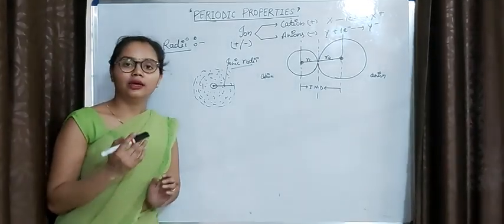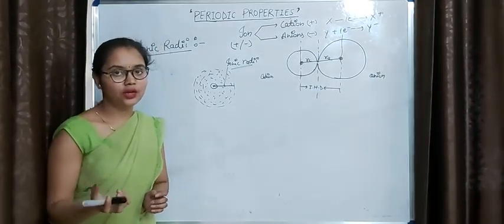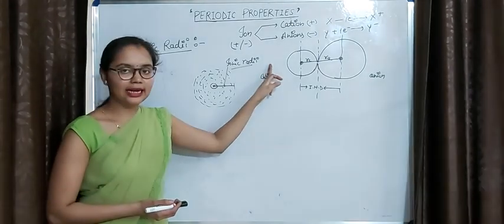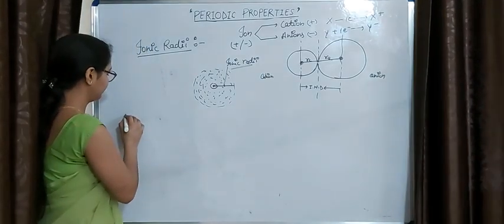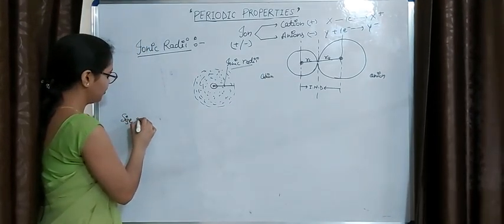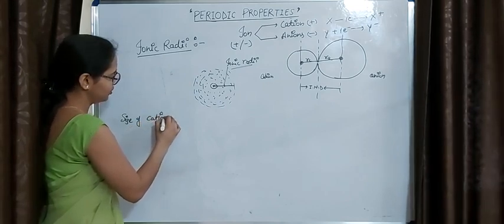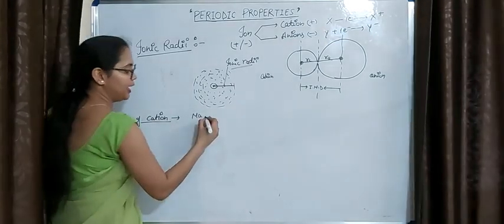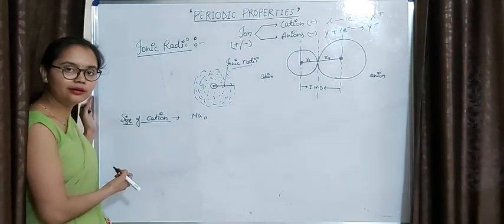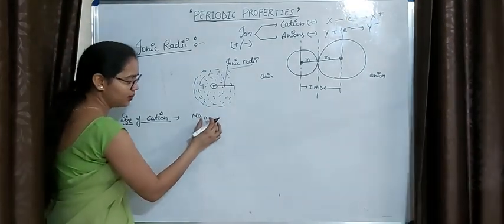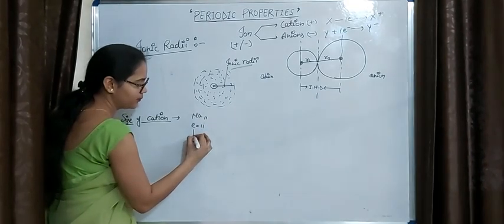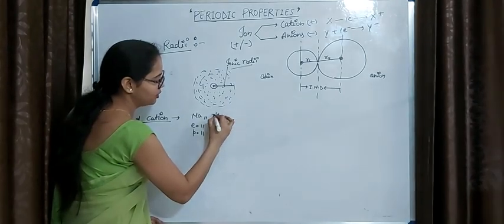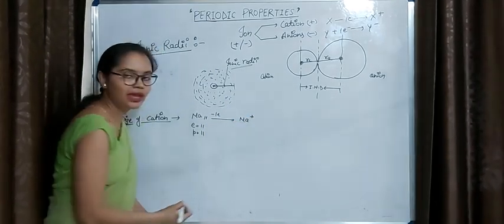Now we are going to talk about the variation in ionic radii. First we'll talk about the cation. We'll talk about the size of cation first. For this, let's take example of sodium. As we know that sodium has atomic number 11, so because of atomic number 11, it will have 11 electrons and 11 protons. And now suppose it is losing one electron and converted into Na positive.